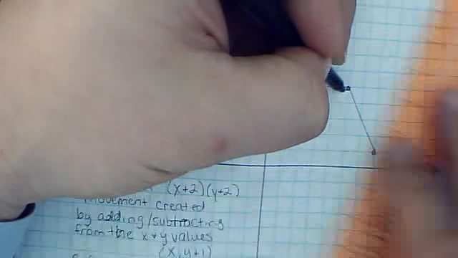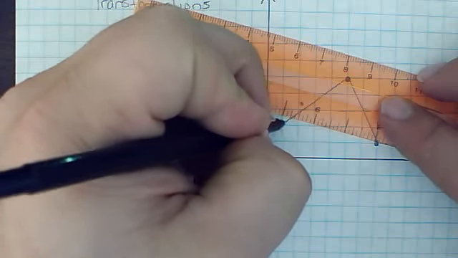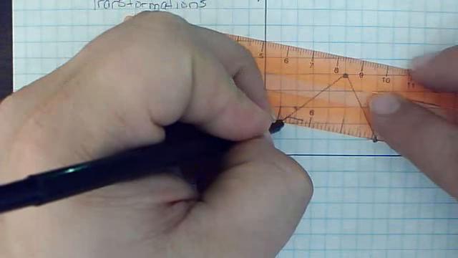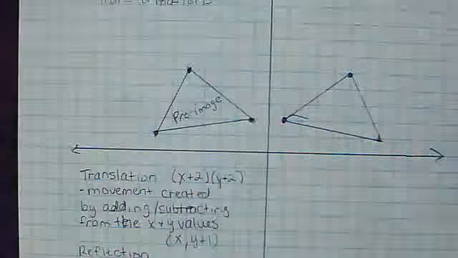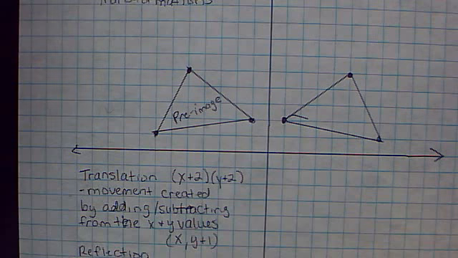Now, you don't have to always do this with horizontal or vertical lines. Okay, you can also reflect across lines that have slope, like y equals x or y equals negative x.